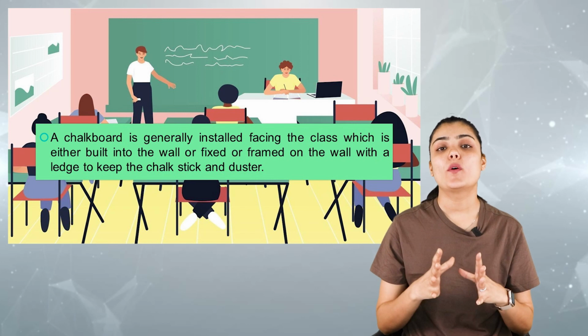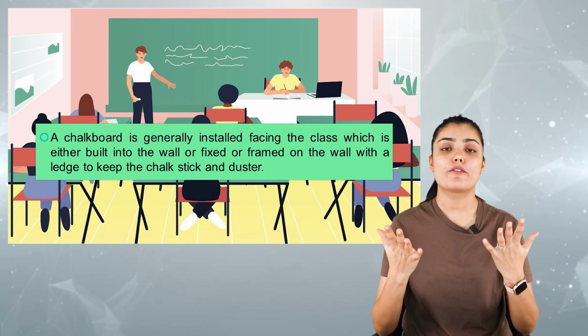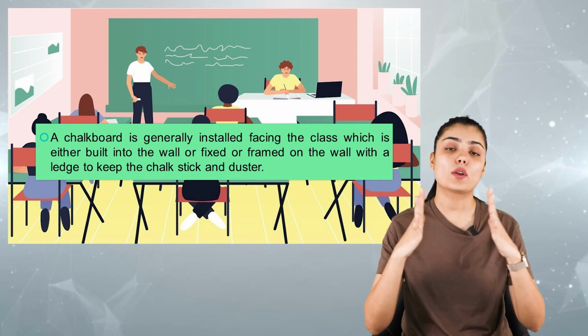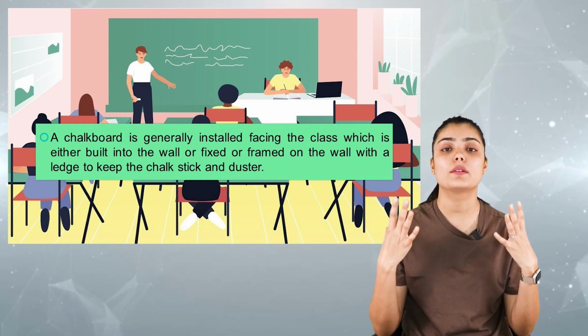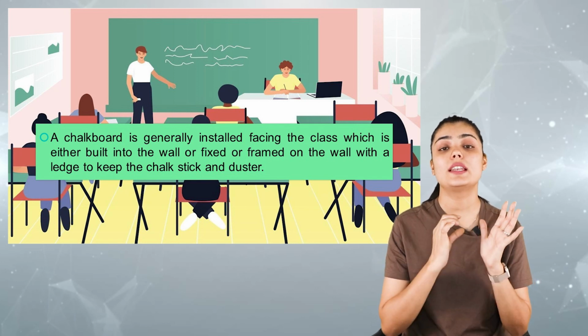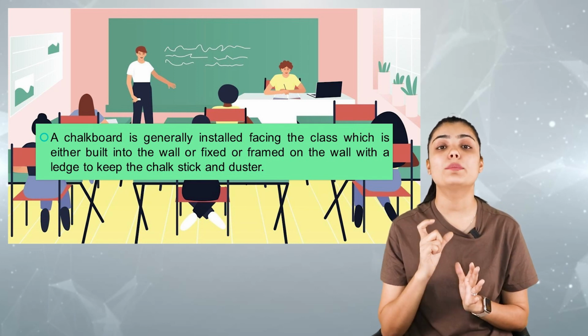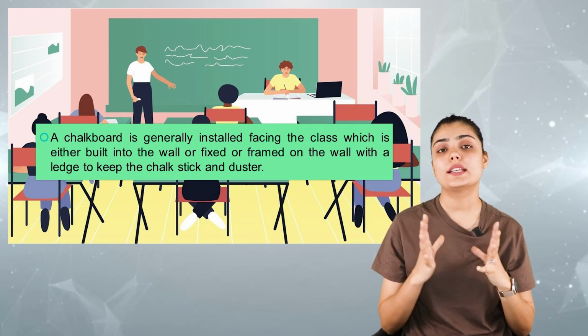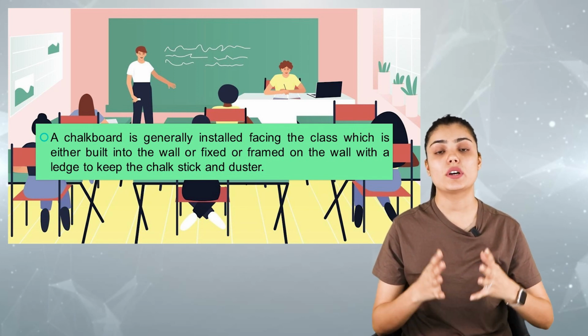Now again, you all know that a chalkboard is placed facing the class, and it is usually stuck onto the wall, or it can also be hung on a frame that is available on the wall. So the blackboard is always facing the class. There is always a ledge at the end of the blackboard to keep the chalk stick and the duster. So we all already know about this. We know what a blackboard is and how it is used by the teacher. What are the different ways through which the teacher can help the student understand the concept better by using a blackboard? Let us now see what the basic characteristics of a blackboard are.